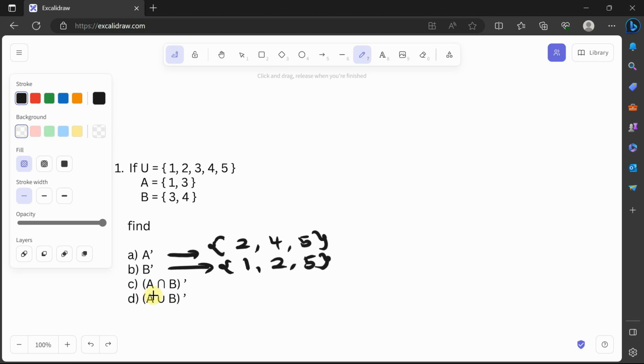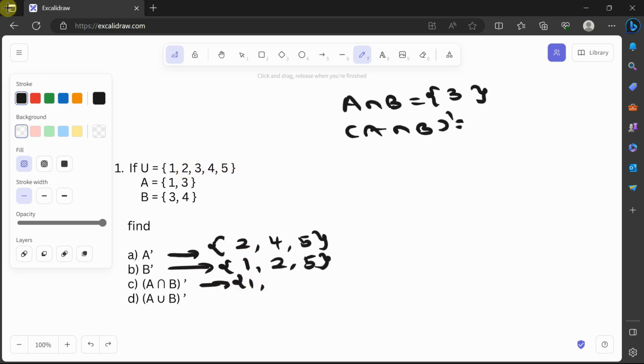The next question is saying that we should find A intersection B prime. Before we can find the prime, we have to first find A intersection B. So let's do that together. A intersection B, where do they intersect? The only place where they intersect is with the element 3. So I'll put that element 3 inside here. So A intersection B prime will be what is in the universal set that is not in A intersection B. Of course, we can see that this is going to be 1, 2, 4, and 5.